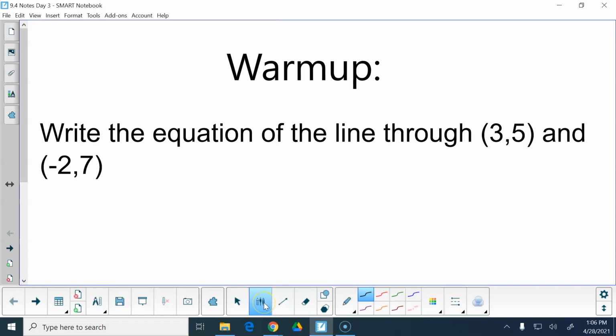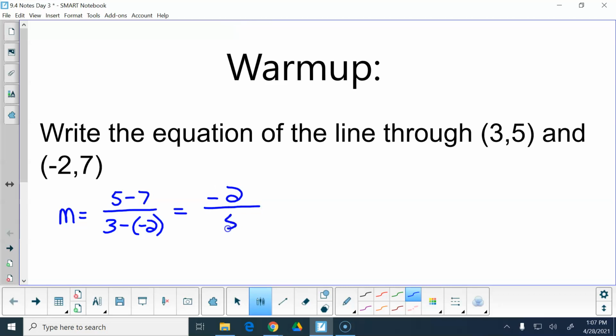Slope is rise over run, or subtract the y's over subtract the x's. So if we go 5 minus 7 all over 3 minus negative 2, that would give me negative 2/5 as the slope. Okay? Once we have the slope, we actually have 2 points that the line goes through, and that's going to allow us to use the point slope form.